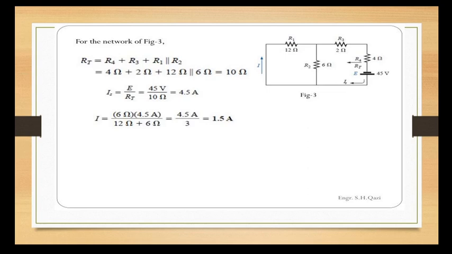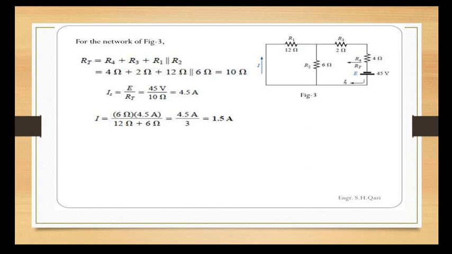Now that current is flowing here and it gets split into this and this. Now we are going to find out the current through this resistor R2. The current through this resistor can be found out by Ohm's law, V by R. Now what is the voltage across this resistance R2?